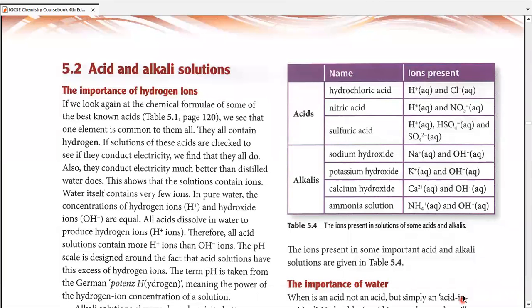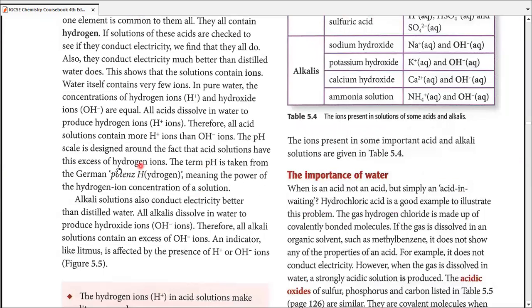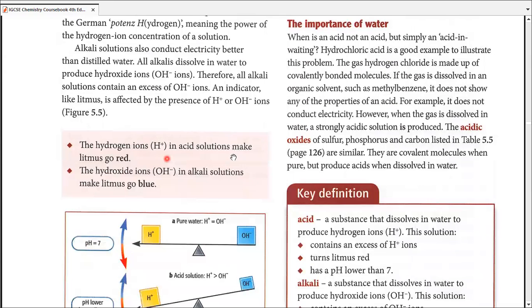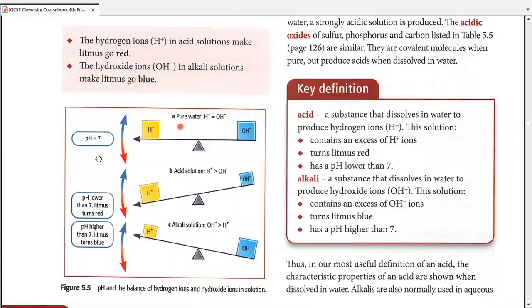So, apart from that table, let's talk about acid and alkaline solutions and the importance of hydrogen ions, because that is what helps us with the pH. There you go, the word potent hydrogen is written over here. Now, hydrogen ions in acid solutions make the litmus go red. Hydroxide in alkaline solutions make the litmus go blue. Now, take a good look at this specific portion. This figure is going to give you a very good idea how we work with acidic, alkaline, or neutral solutions.